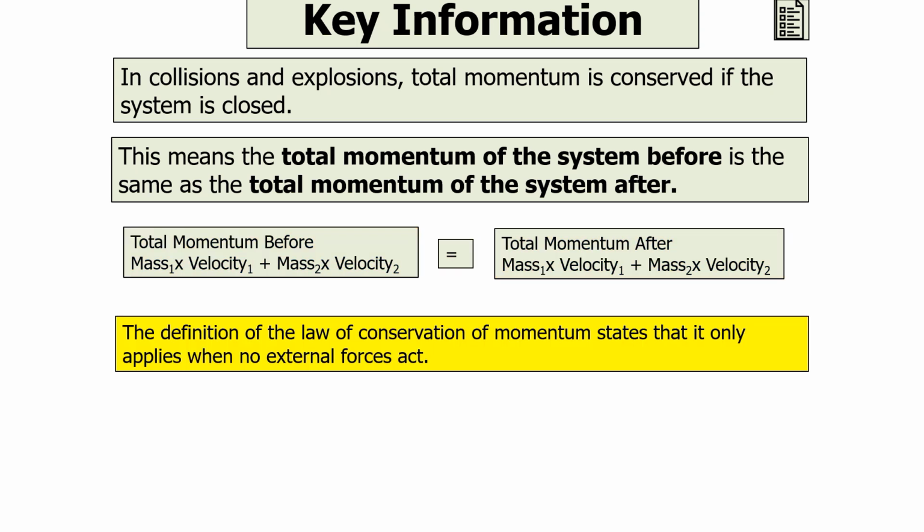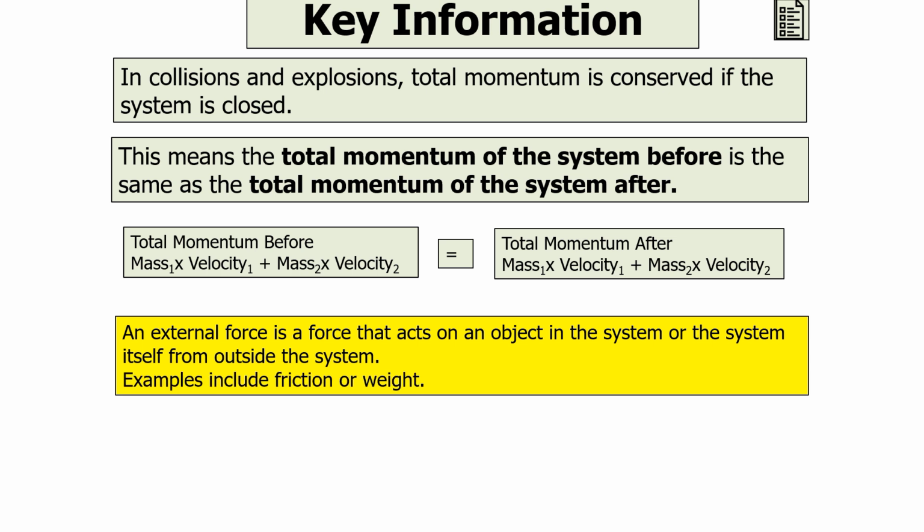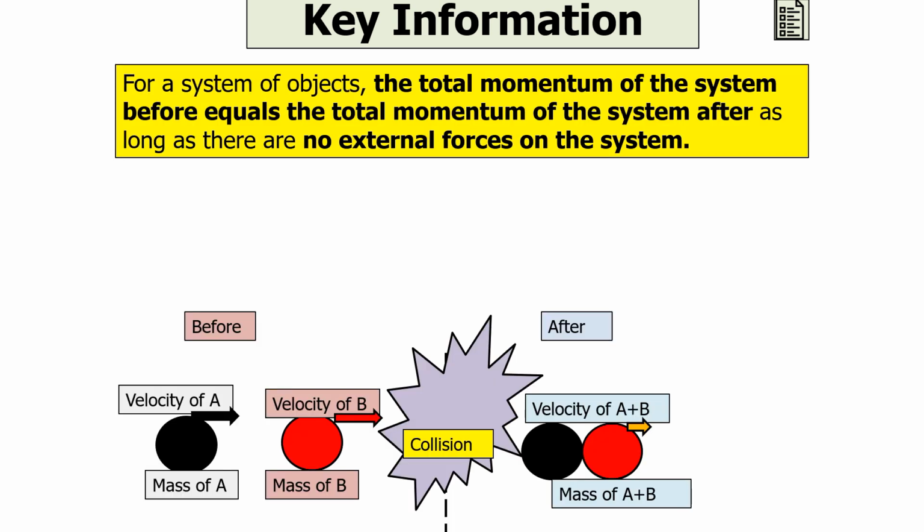Now, the definition of the law of conservation of momentum states that it only applies when no external forces act. Now, an external force is a force that acts on an object in a system or the system itself from outside the system. So common examples of external forces include friction or weight. Now, systems with no external forces may be described as closed or isolated. So, as we said, for a system of objects, the total momentum of the system before equals the total momentum of the system afterwards, as long as there's no external forces on the system.